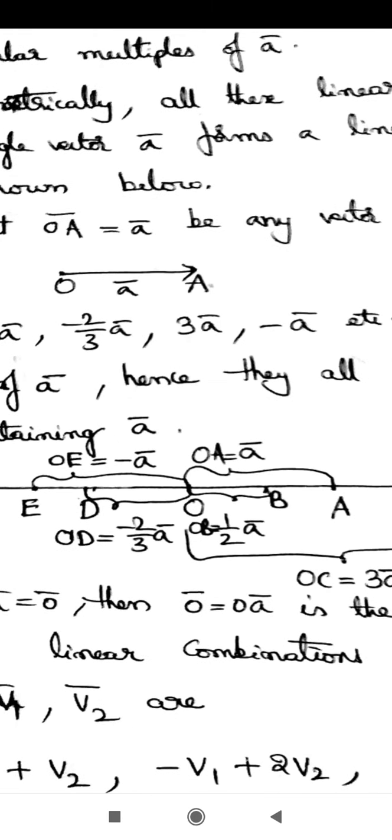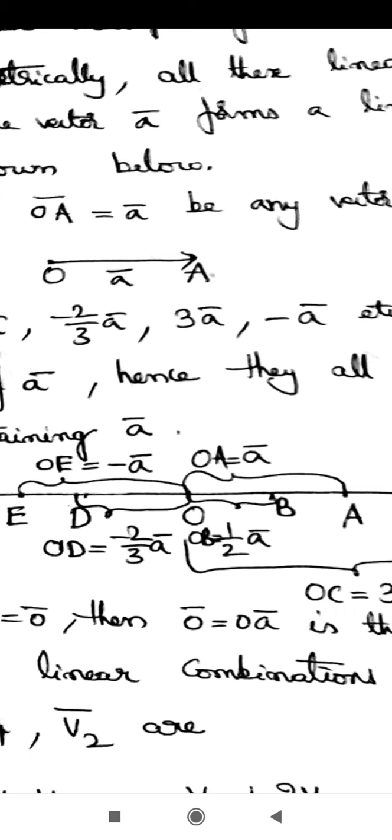And next OE, I am representing it as minus a bar. So O to E, that vector is minus a bar, and we can see here OA and OE have the same magnitude but opposite direction.